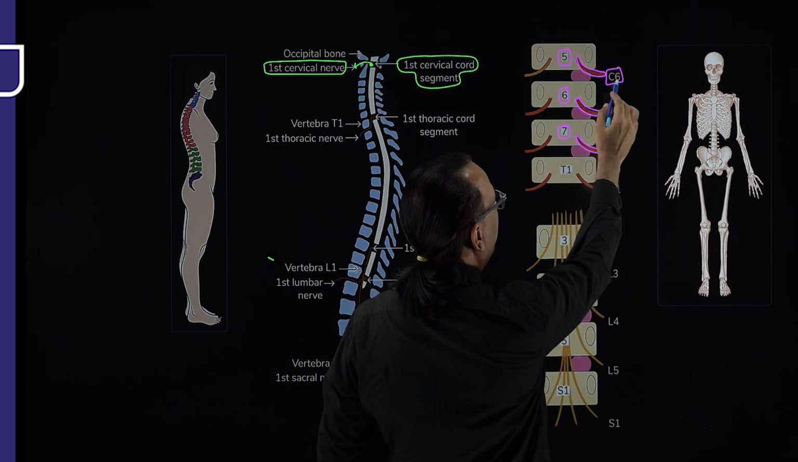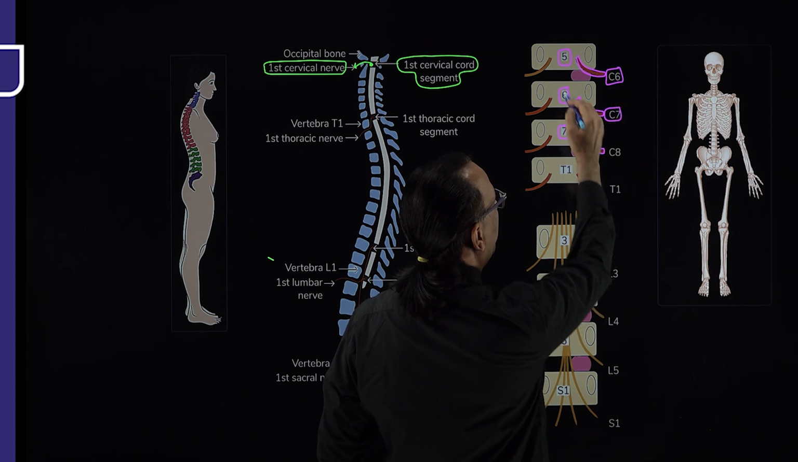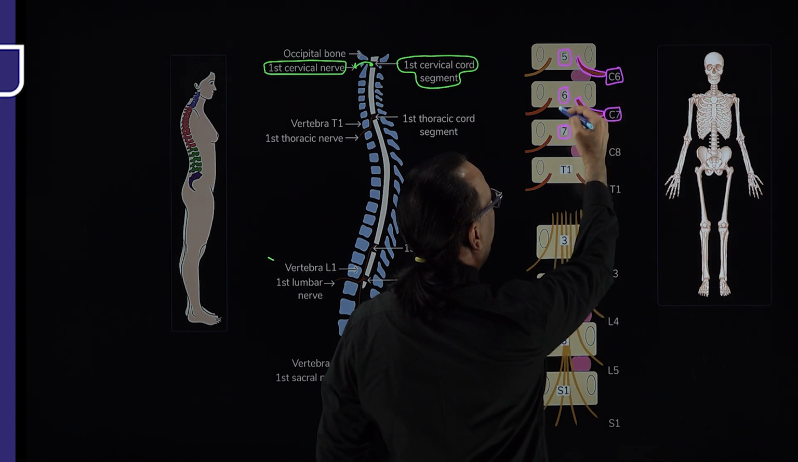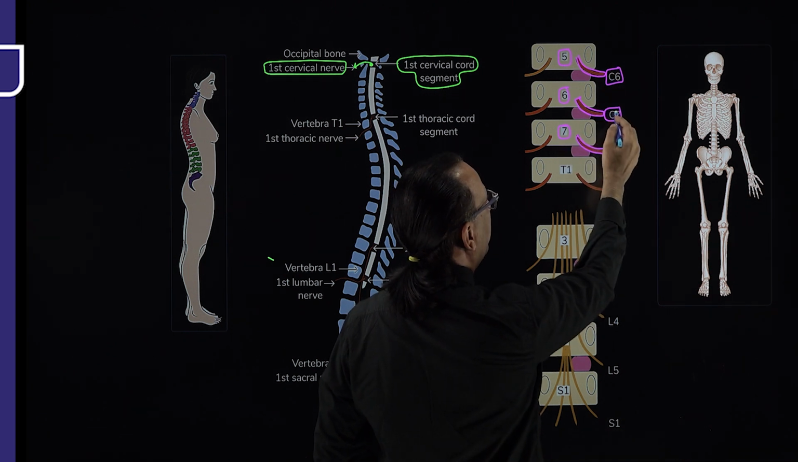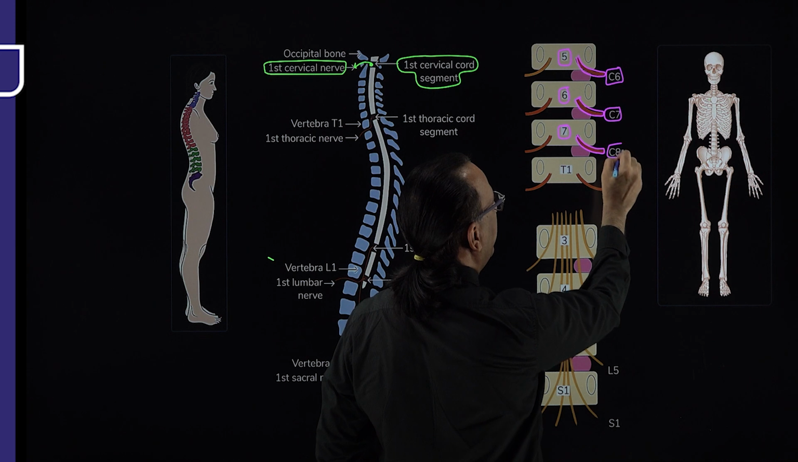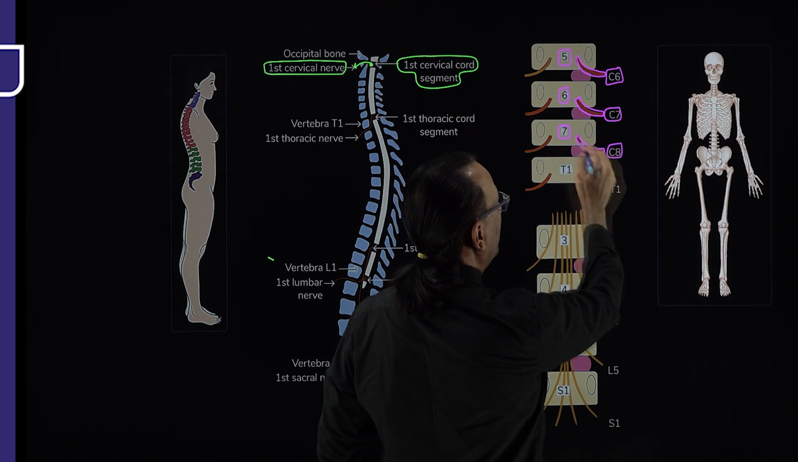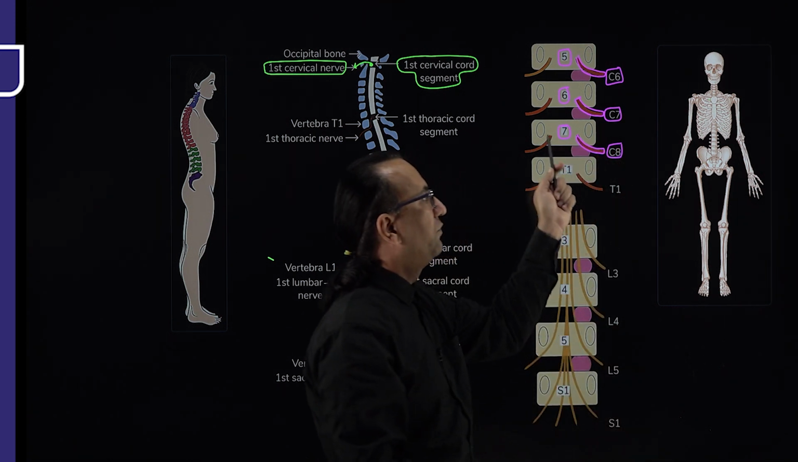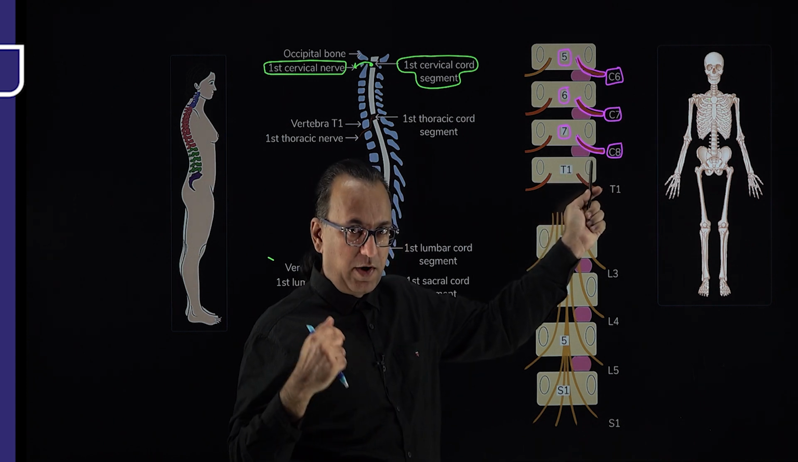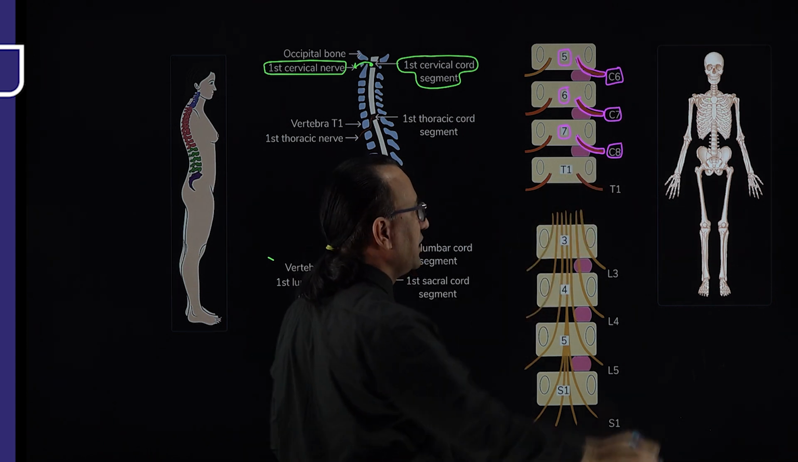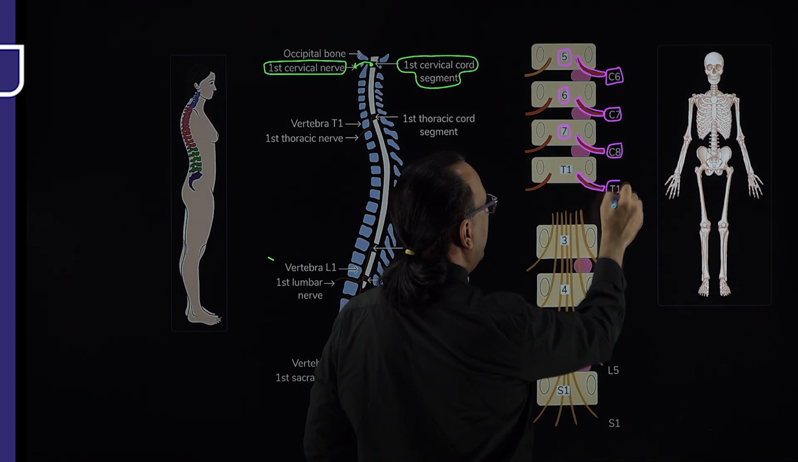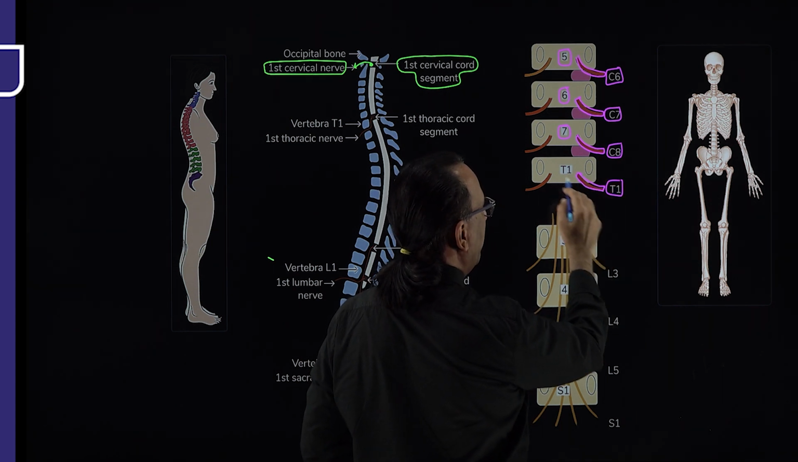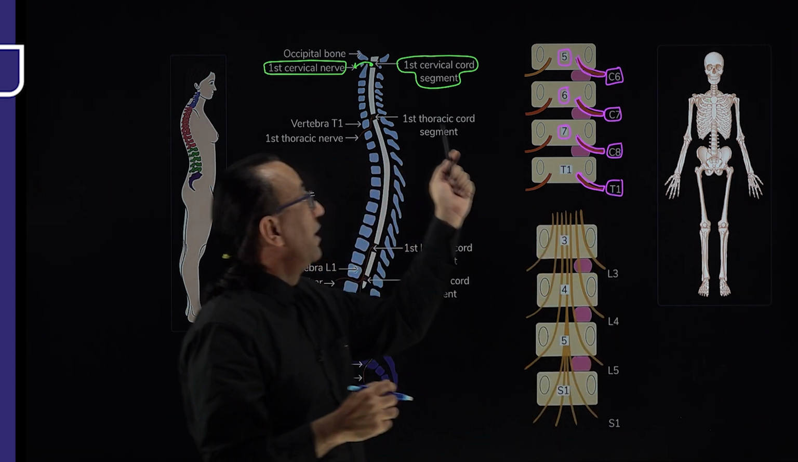Normally, each spinal nerve passes above the corresponding vertebra. Above the C6 vertebra, we have C6 spinal nerve. Above the C7 vertebra, we have C7 spinal nerve. But then C8 spinal nerve is passing below. And now the rule changes. Each spinal nerve will be passing under the corresponding vertebra. For example, now this is the T1 vertebra, and the T1 spinal nerve is passing under the corresponding vertebra, T1 vertebra. And then it will continue down.